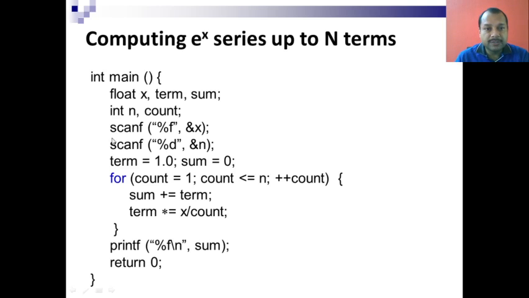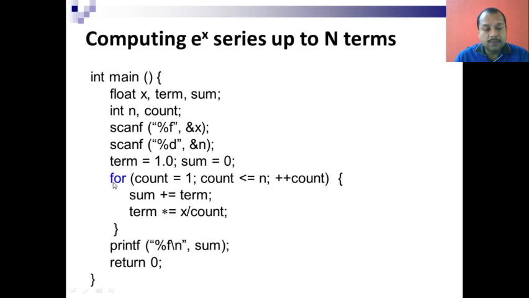So I have to read two things. One is x in order to compute the series e to the power x, and another is n, up to which term I should go. Now clearly, since n is the number of steps, n can be an integer. I declared one more variable, count, which is a loop variable that will keep on changing along with the loop. I am initializing term as 1.0 and sum as 0. Again, this is a sum, so safely I can initialize it with 0.